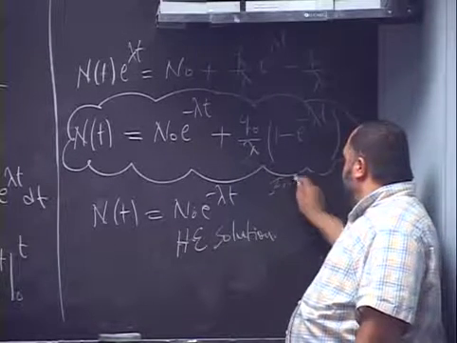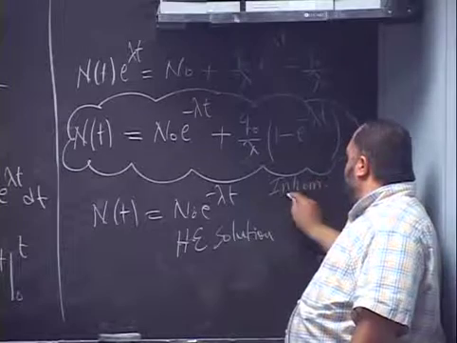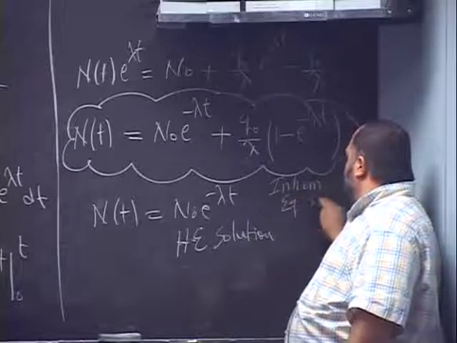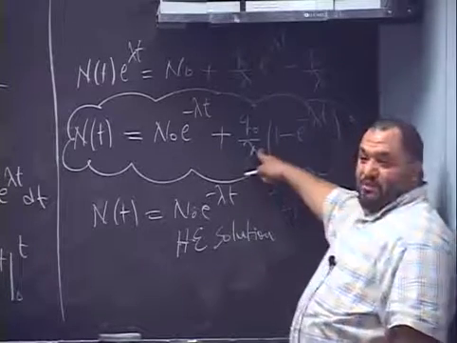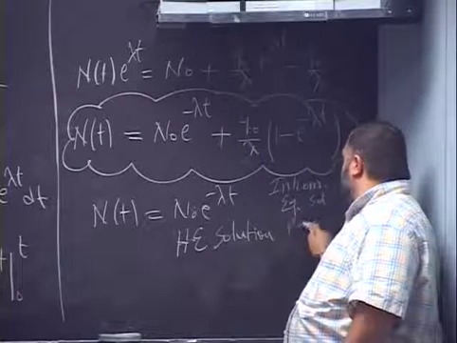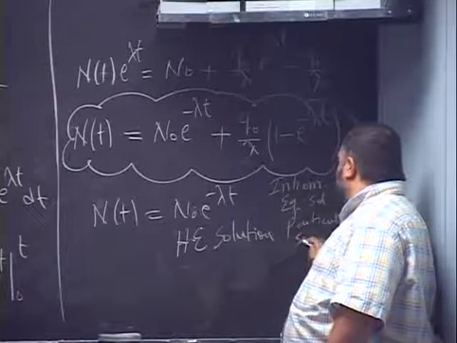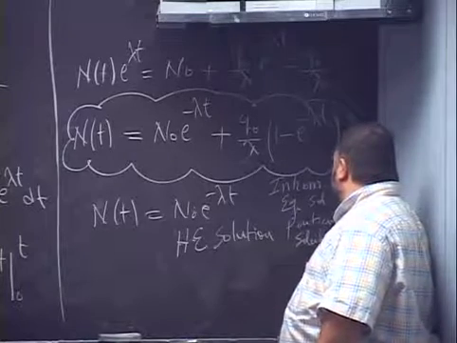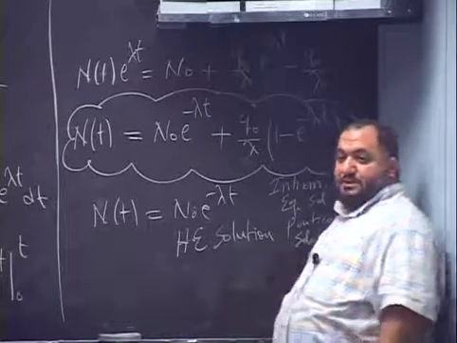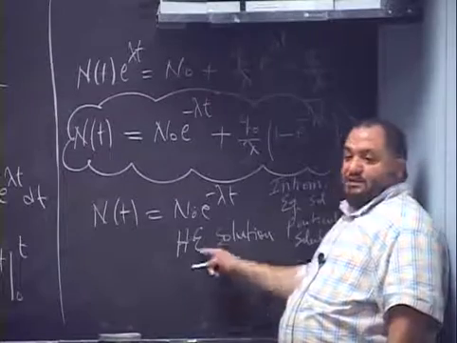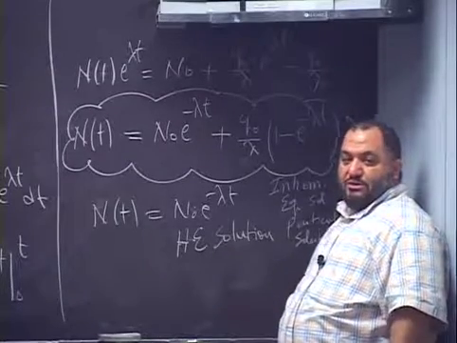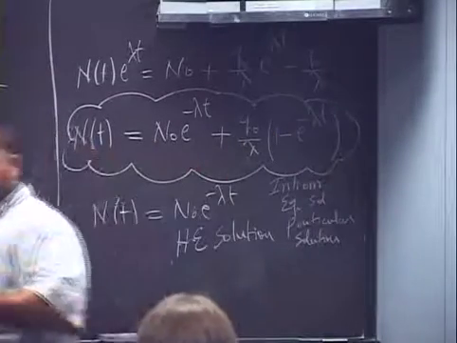So this is the solution of the homogeneous equation. And this is the particular integral. We call it the particular solution. So this is the particular solution, and this is the homogeneous solution. Okay, guys?